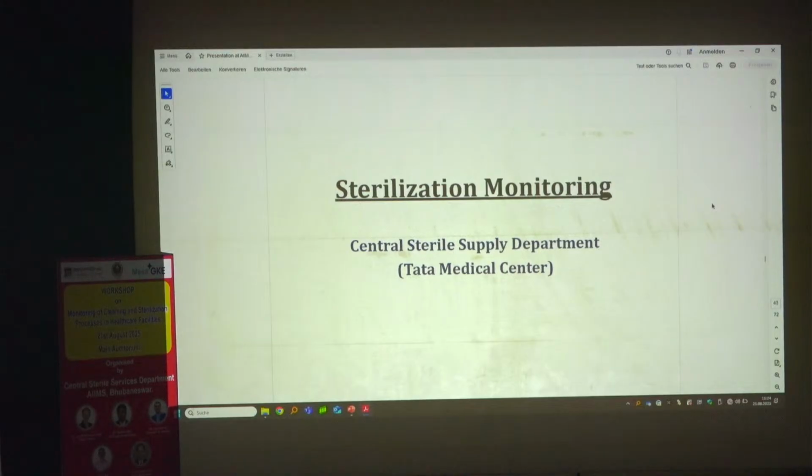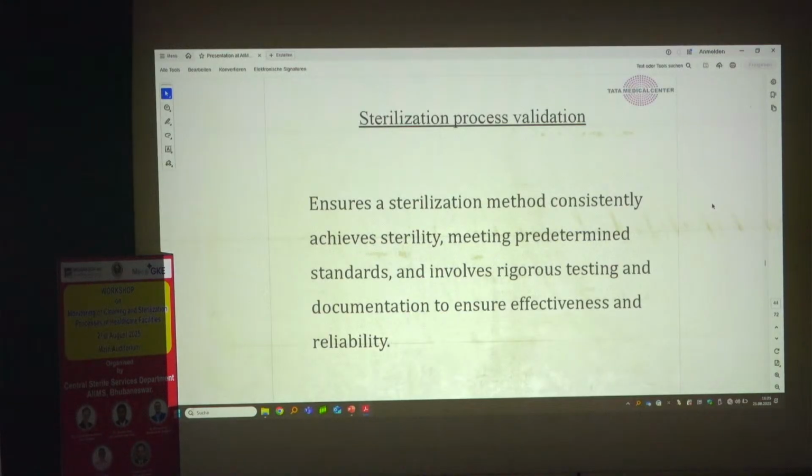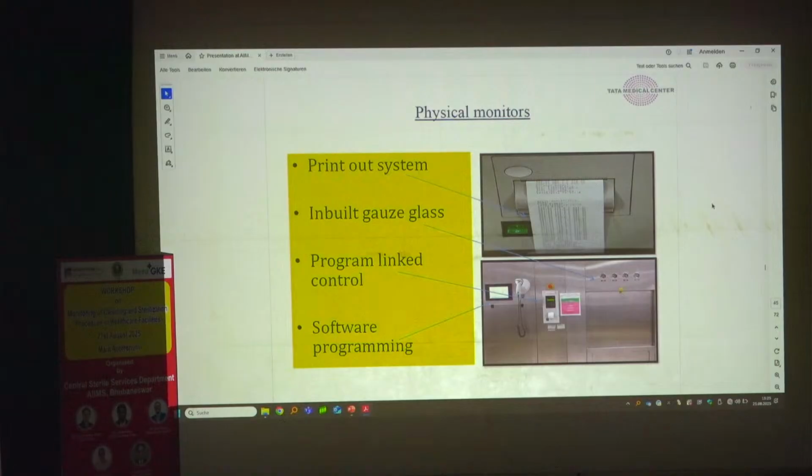Now come to the sterilization monitoring. Sterilization process validation ensures a sterilization method consistently achieves sterility, meeting the predetermined standards, and involves rigorous testing and documentation to ensure effectiveness and reliability. There are 3 types of monitoring system. One is physical, another one is chemical, and the last one is biological.